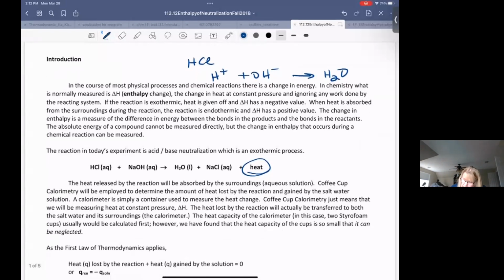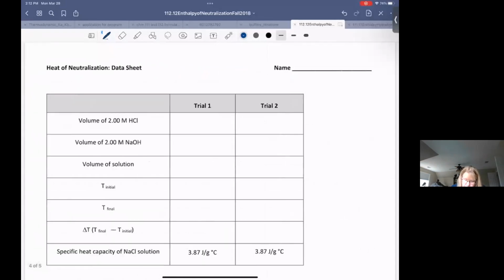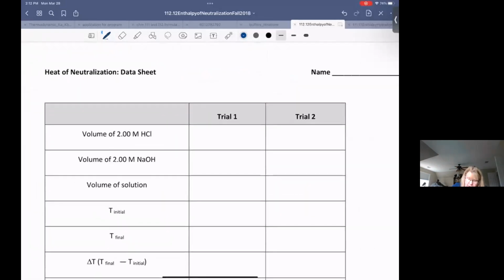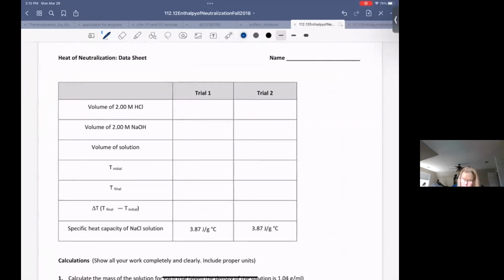So we're going to do this twice. We know back from our first law of thermodynamics here that any heat that is lost plus heat that is gained is equal to 0. So as we do this and we take our H+ and OH- going into H2O, we do this in our calorimeter, which is our nice little double pack of styrofoam cups here.